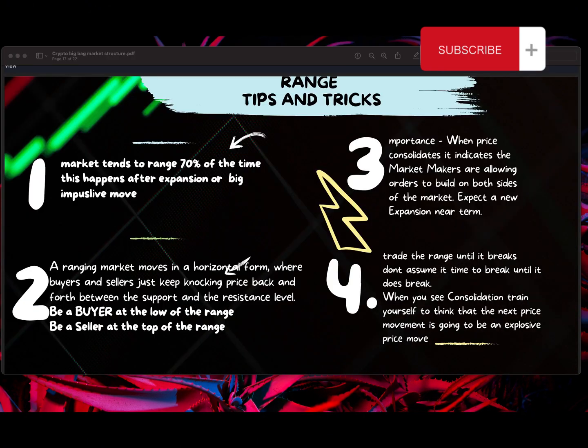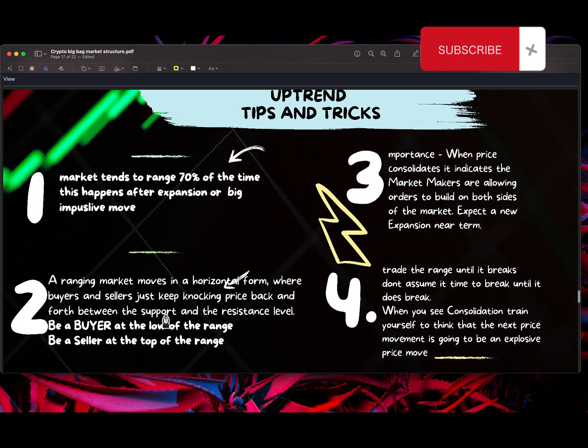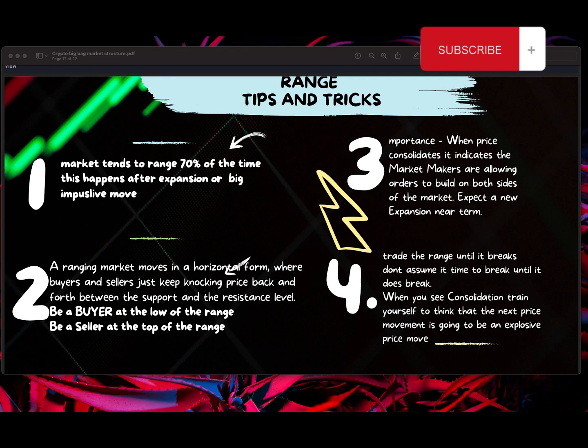Now, tips and tricks, right? Market tends to range 70% of the time. This happens after expansion or a big impulsive move, right? A ranging market moves in horizontal form, where buyers and sellers keep knocking price back and forth between support and resistance levels. Be a buyer at the low of the range. Be a seller at the top of the range. I cannot emphasize that more.